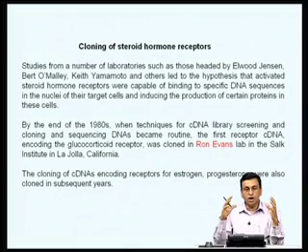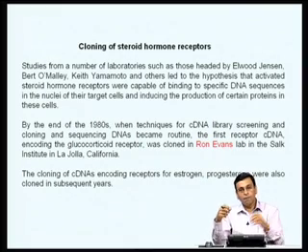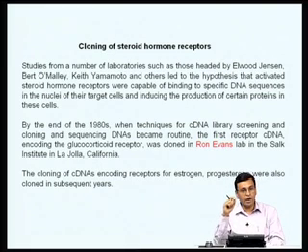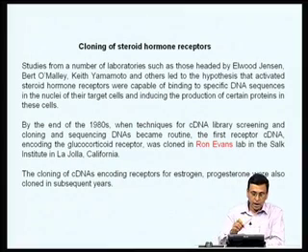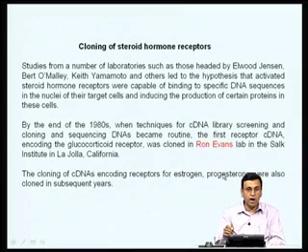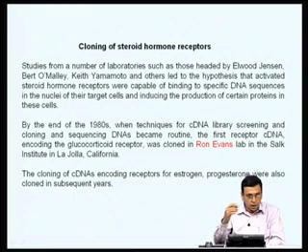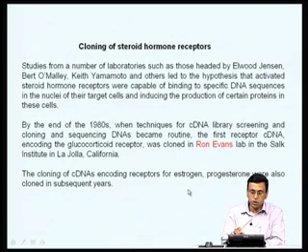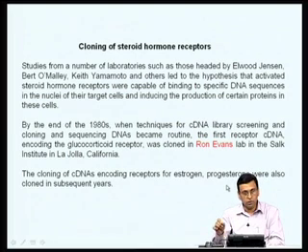Once the creation of cDNA libraries, how to screen them, and how to isolate a specific cDNA became available, people began to ask: can we clone the cDNA that codes for the messenger RNA that synthesizes these steroid hormone receptors? The first one was done by Ron Evans at the Salk Institute in the early 1980s. Once the glucocorticoid receptor was cloned, this was soon followed by cloning of the cDNAs coding for estrogen, progesterone, androgen, and so on in the subsequent years.